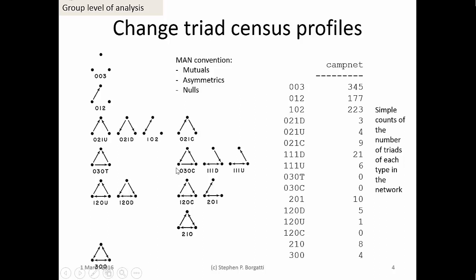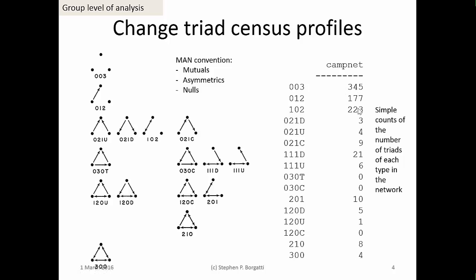So there are 16 possible kinds of triads, and we could count them all. For CampNet, I did that, and you can see that 345 of the triads are the all nulls, which is normal. This profile here is like a signature. Every network has its own signature, and some networks have more similar signatures to each other than others. So we can have networks that have big spikes down here. This one has very low numbers here, but it's got big spikes over here.